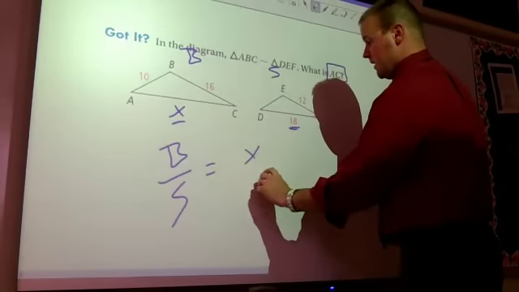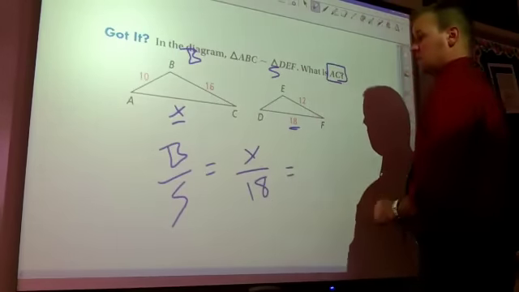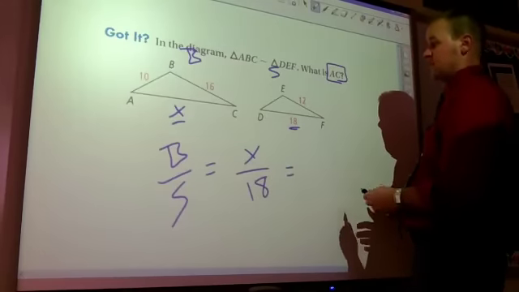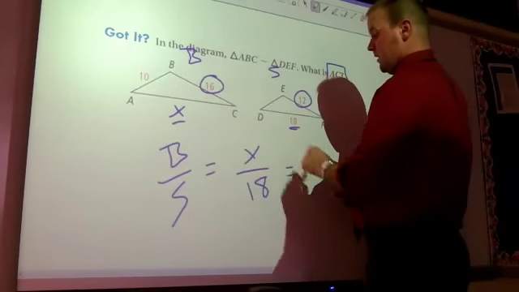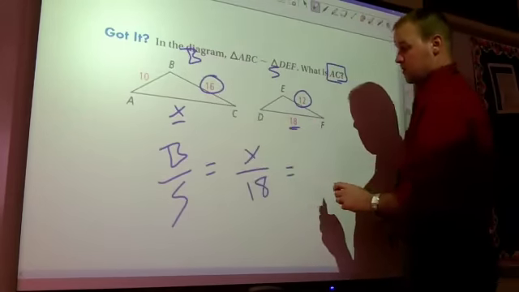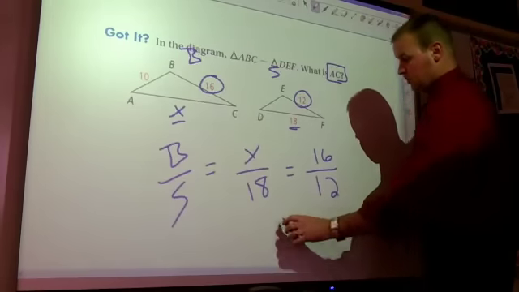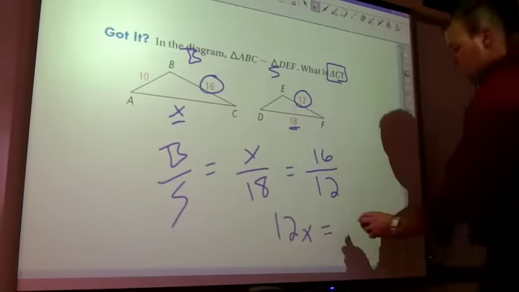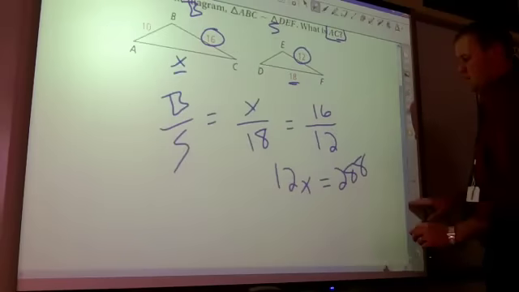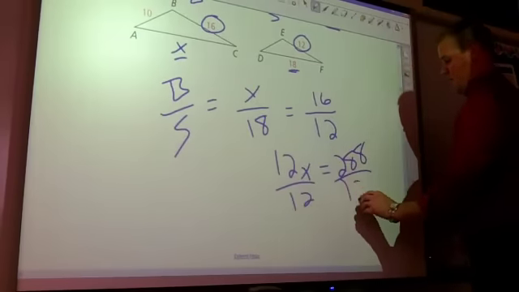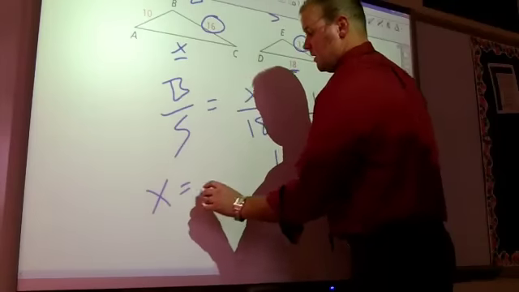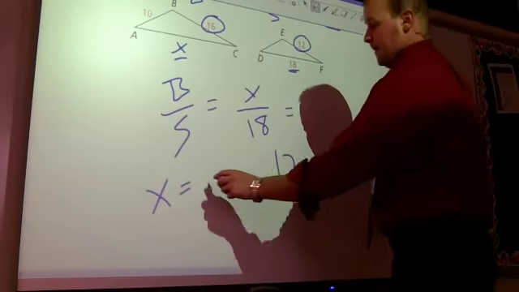So if I say this is X over 18, and we're going to set that up with the other two sides that I definitely know, which is 12 and 16. So again, we're going big over small, so we're going to go with 16 over 12, cross multiply, so I get 12x. 12x equals 288. We're going to divide by 12, so x equals 24.